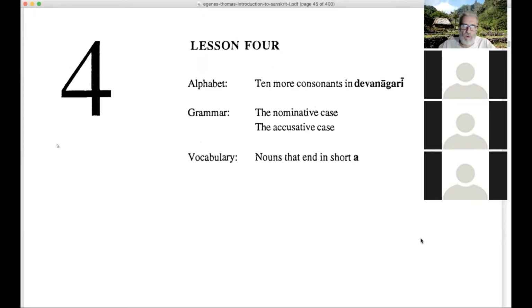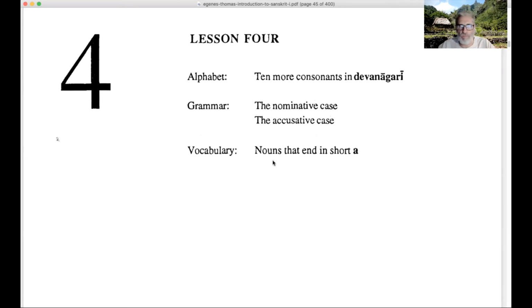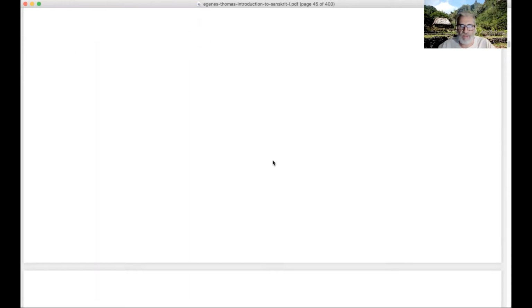So lesson 4, everybody should know already. Here's a summary of it. He's going to tell us 10 more consonants in Devanagari. He's going to explain the nominative and the accusative cases in grammar, and he's going to give some more vocabulary with nouns that end in short A, which are usually masculine here.